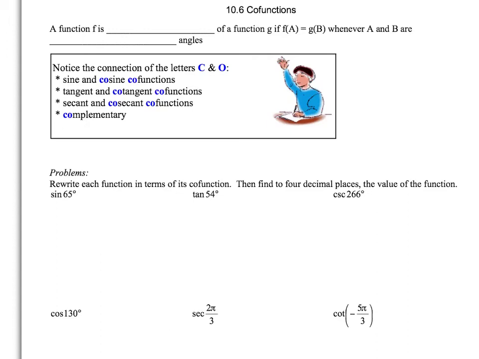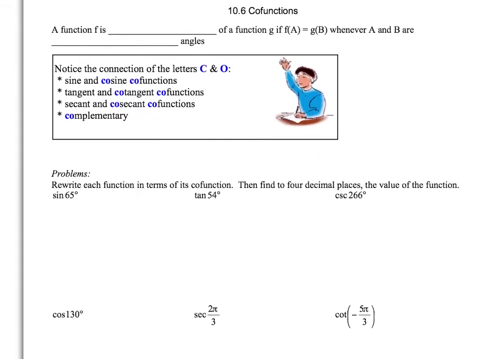Today we're going to talk about cofunctions. A function f is a cofunction of a function g if f of a equals g of b, where a and b are complementary angles. What that means is that two trig functions will be equal to each other. They'll be considered cofunctions if they equal each other when their angles add up to 90 degrees.